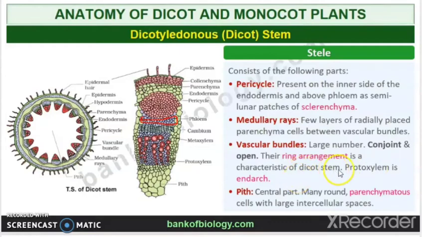And the ring arrangement is a characteristic of dicot stem. Due to the presence of cambium, we know that secondary growth of xylem and phloem will happen, right? So this ring arrangement is a characteristic of dicot stem. We did not see that in dicot root, right?